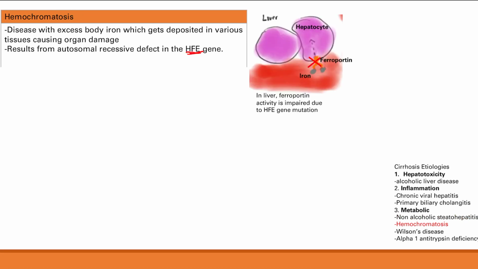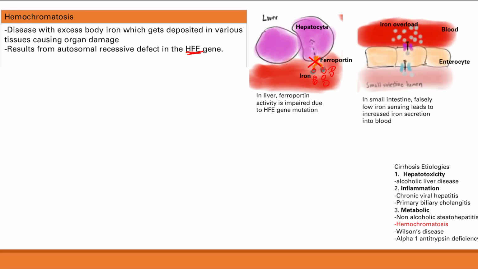With this problem in the HFE gene, you're going to get impaired ferroportin activity. Ferroportin normally takes iron in the blood and puts it into hepatocytes. That doesn't happen, so you have all this iron in your blood. Not good. Because ferroportin needs this HFE gene to be normal to work, okay?